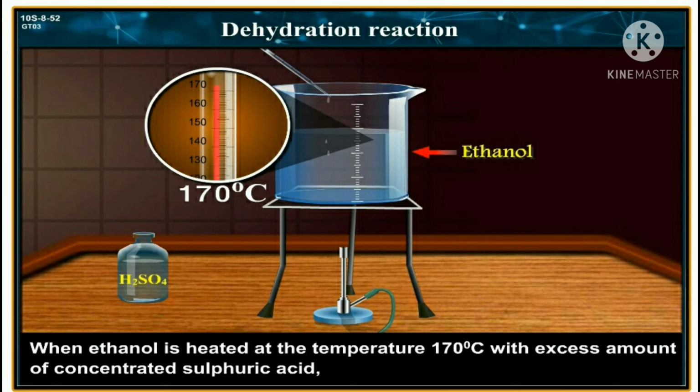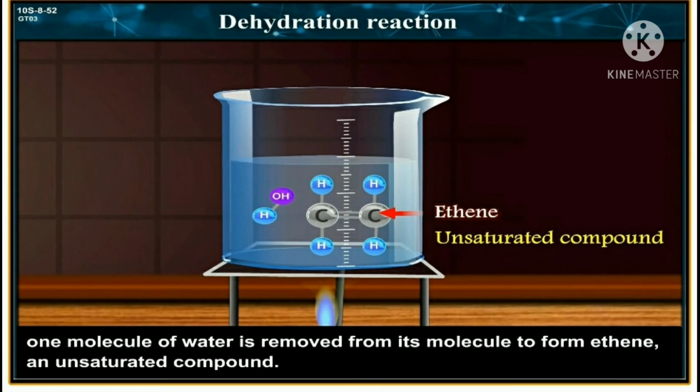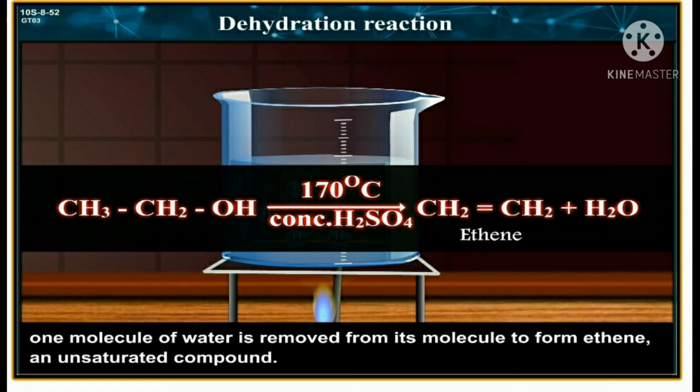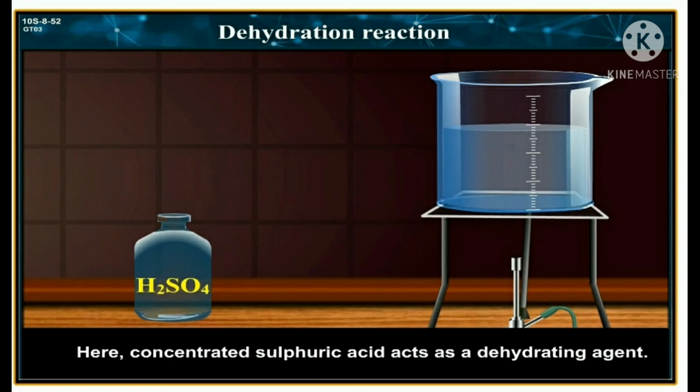Next reaction of ethanol is the dehydration reaction. When ethanol is heated at a temperature of 170 degrees Celsius with an excess amount of concentrated sulfuric acid, one molecule of water is removed from its molecule to form ethene, an unsaturated compound. Here, concentrated sulfuric acid acts as a dehydrating agent.